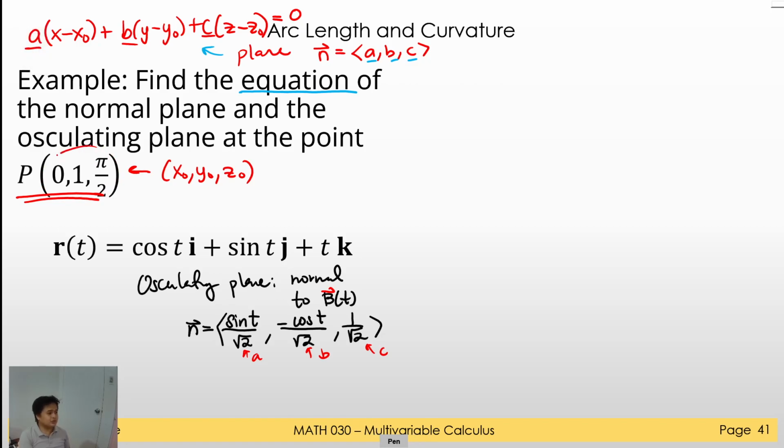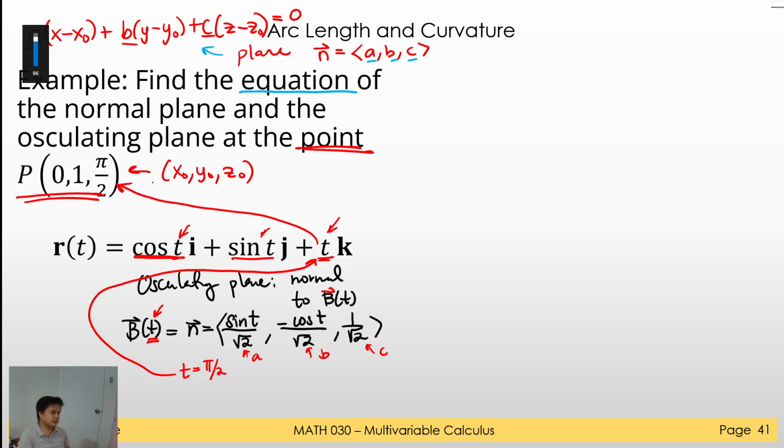So we also want to figure out the point of interest. What is the value of t? We have this as our B of t, the binormal vector of t, but we do not have a value of t yet. So we have to substitute the t that is associated with this point. When will cosine t be equal to 0? When will sine t be equal to 1, and so on. So t is equal to pi over 2 based on this relationship and this one.